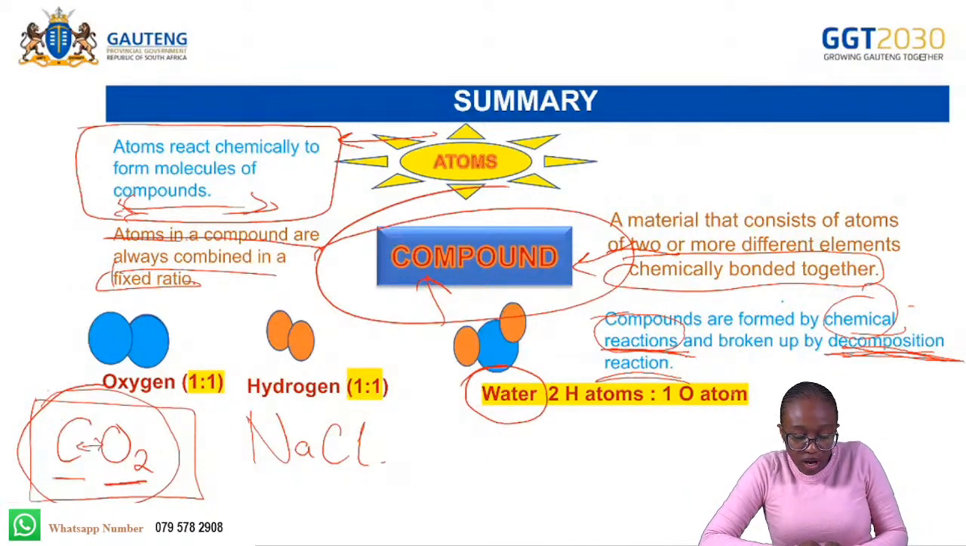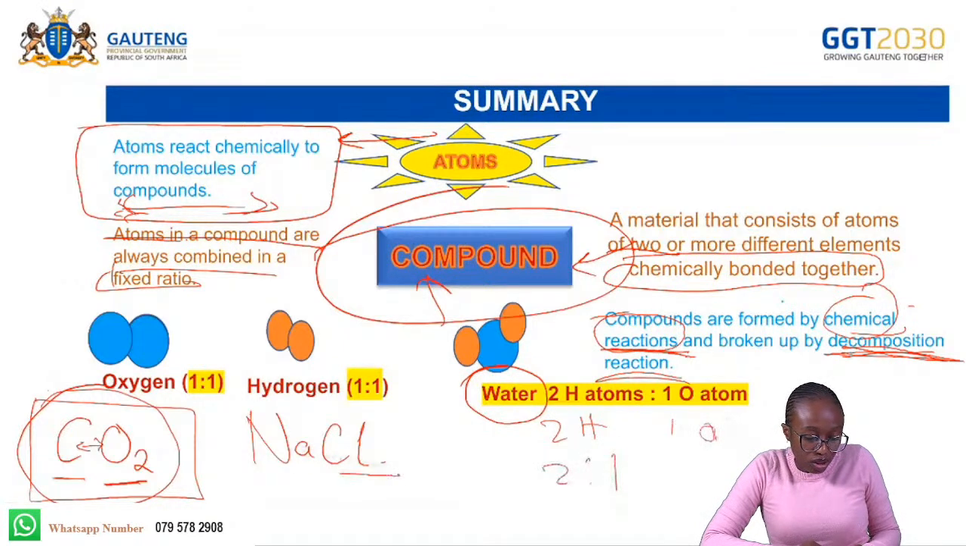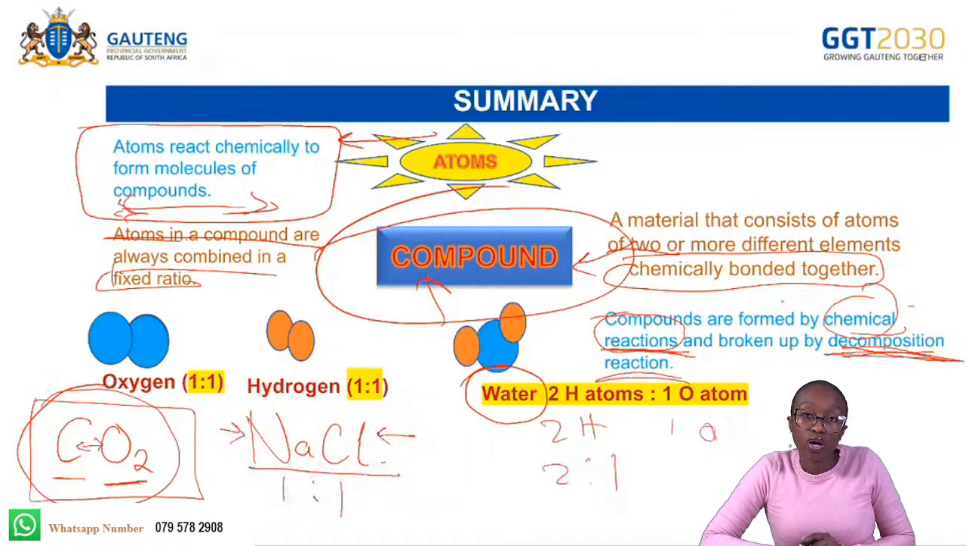You always find water with 2 hydrogen atoms and 1 oxygen atom. Now, what's the ratio here? It will be 2:1. With this compound, what is the ratio? It is 1:1 because we have 1 sodium atom chemically bonded to 1 chlorine atom. And then in carbon dioxide, our ratio would be 1:2. We have 1 carbon atom to 2 oxygen atoms.